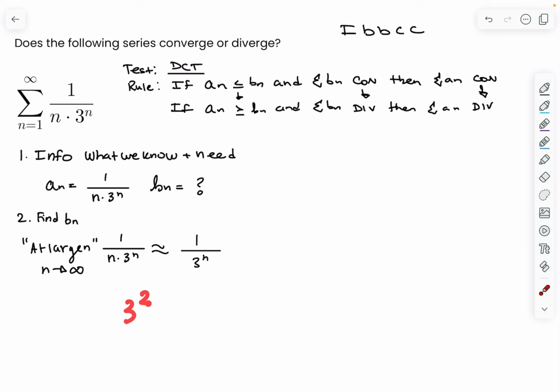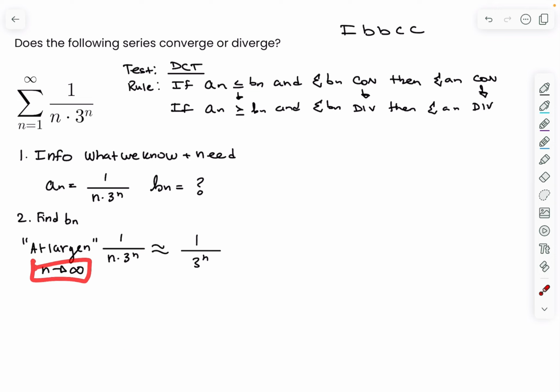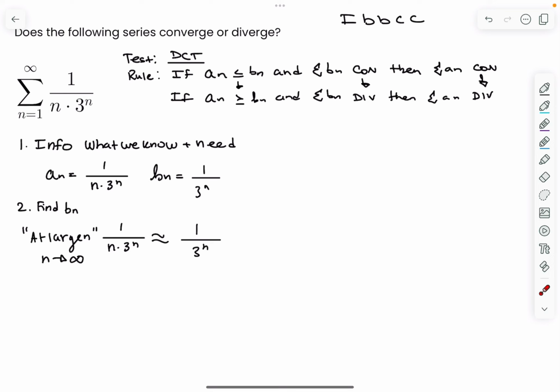If you have 3 squared and then just 2, n would be 2. 3 squared is 9, and this is 2, so this is going to overpower. This will always be bigger. So as n goes to infinity, this really becomes insignificant because this will always overpower. So this is our B of n, so we're going to go ahead and plug that right in here. Essentially, this step is literally just taking your given sequence and crossing out anything that becomes insignificant when n gets really big.